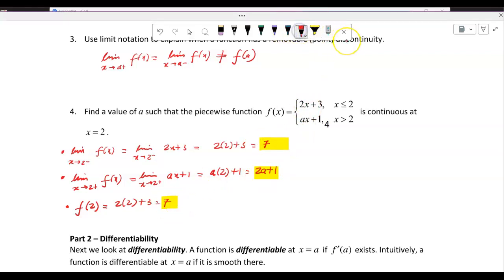So it follows that 2a plus 1 is equal to 7. 2a is equal to 6. So a is equal to 2.